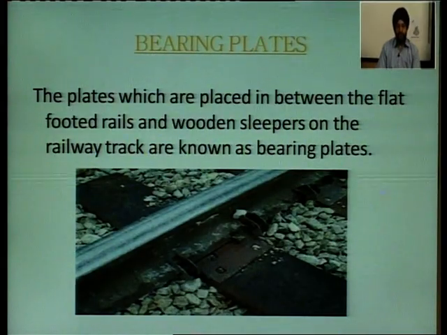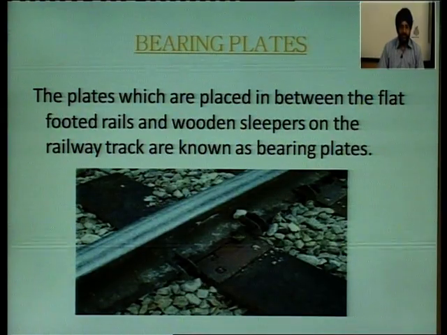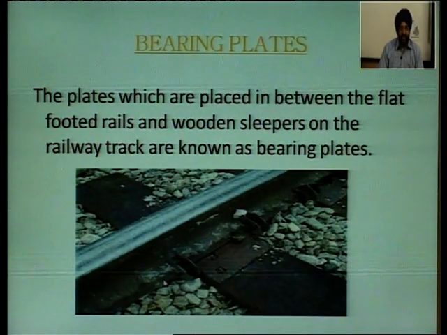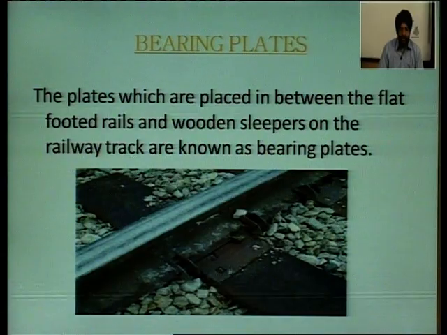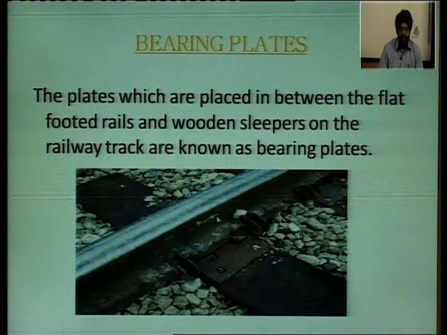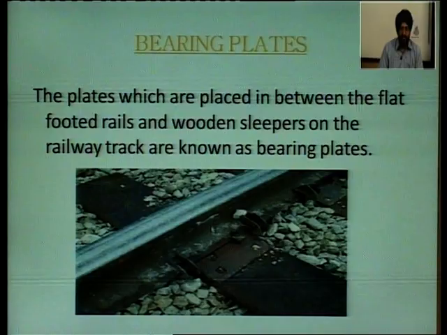Now, coming to the bearing plates. What are bearing plates in railways? The plates which are placed in between the flat-footed rails and the wooden sleepers on the railway track are known as bearing plates. Now, look at this diagram. These are the bearing plates which are placed in between the rails as well as the slipper. They are basically bearing the load coming on this track and transferring it to the slipper parts.